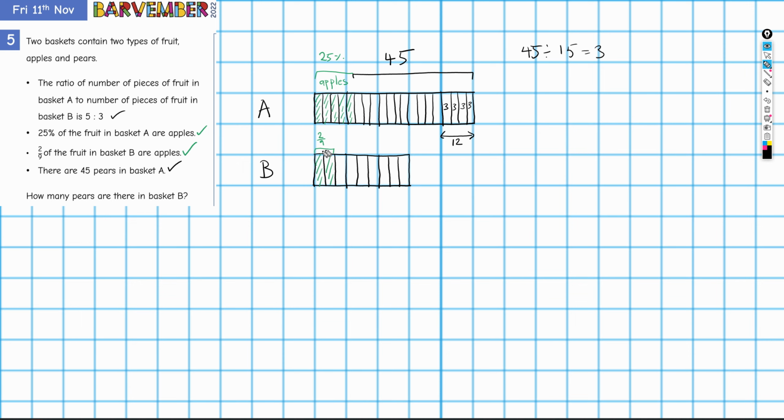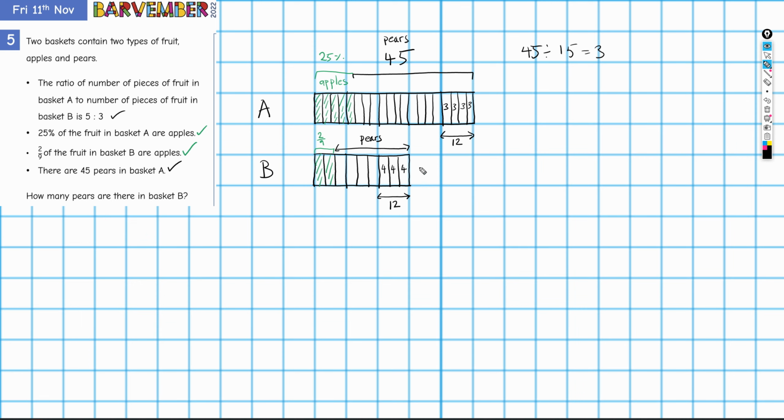Well, there's only two types of fruit. These are the apples, so this bit has to represent the pears, as this was pears. And how can we calculate this? Well, we know that one of the original parts has a value of 12, represents 12 pieces of fruit. Well, that's the same for this original part here. So this also has a value of 12. And in this case, we've divided each of the original parts into 3. So each of these parts has a value of 4.